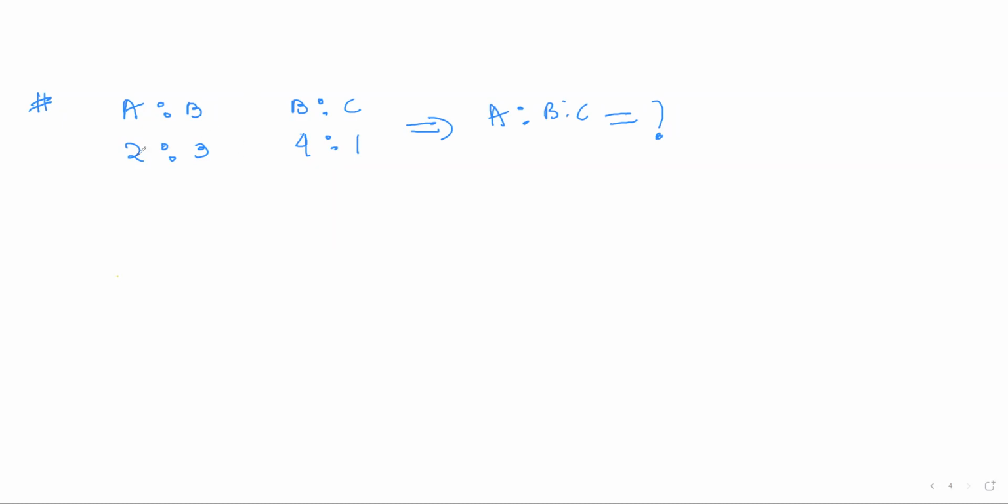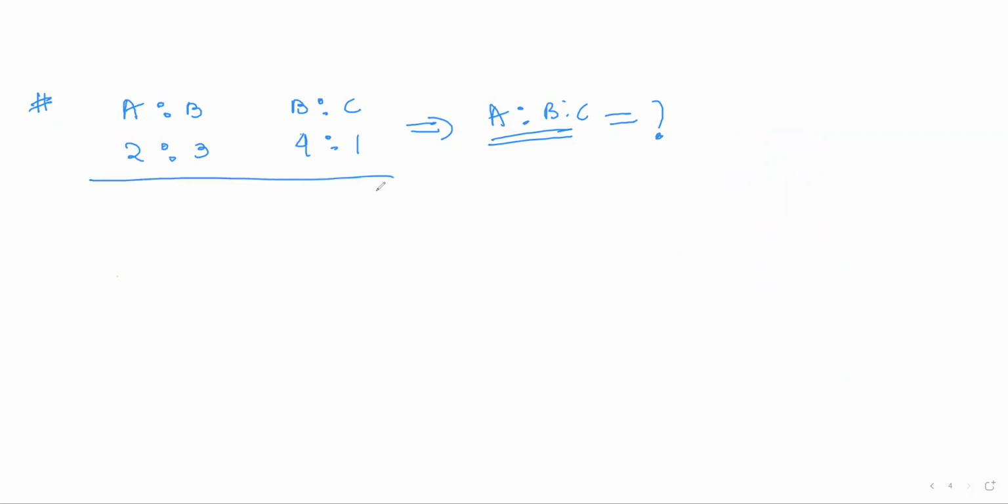Take a pyramid. The ratio of A to B, and the ratio of B to C, and now we have to find the ratio of A, B, and C. Again, we can use the X method, right? A is 2X, B is 3X, again B is 4Y, C is Y, and then solve. We can do it by the X method, but in the exam time is limited.